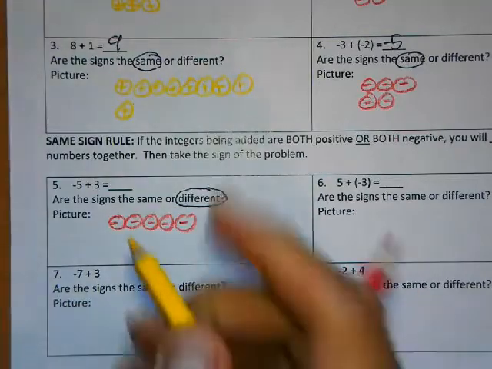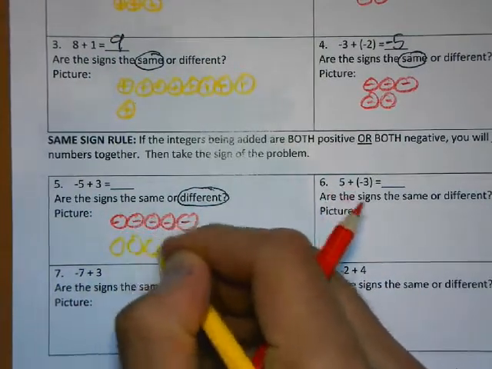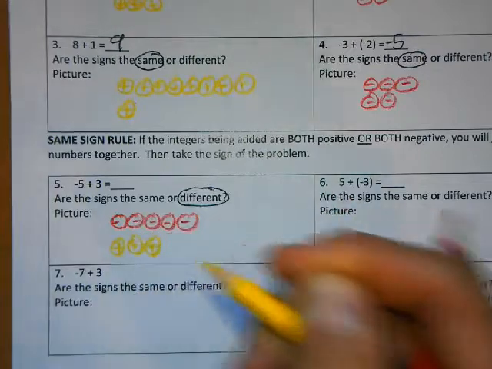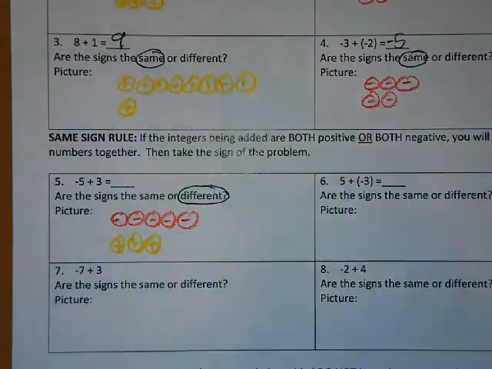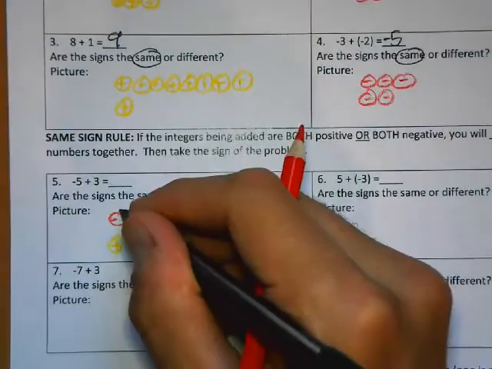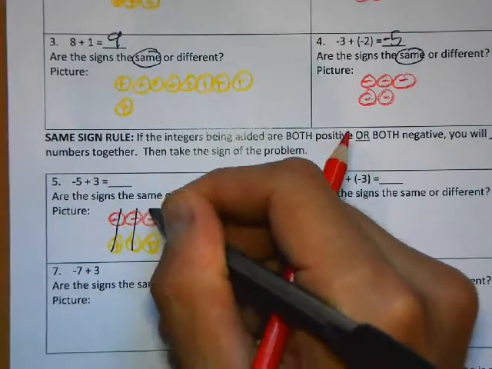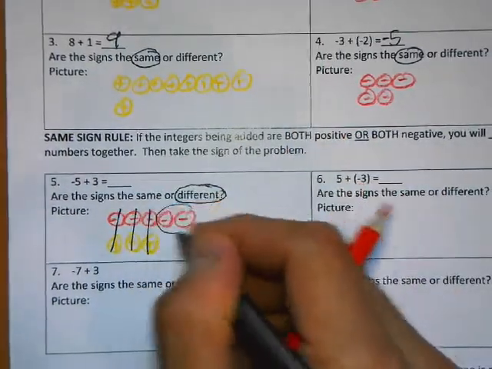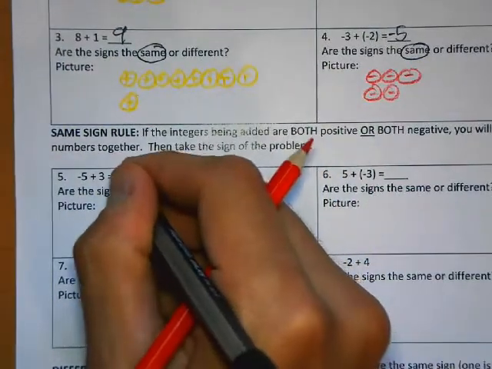And now we add 3 positives. And all of a sudden we can see something's different here. Because we have positives and negatives, we can cancel out 0 pairs. And we're left with 2 negatives left. So the answer is negative 2.